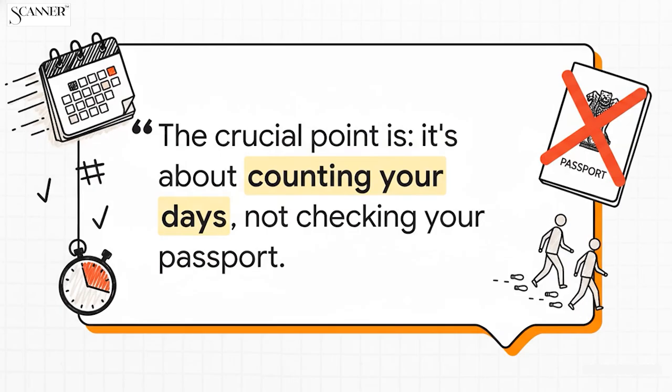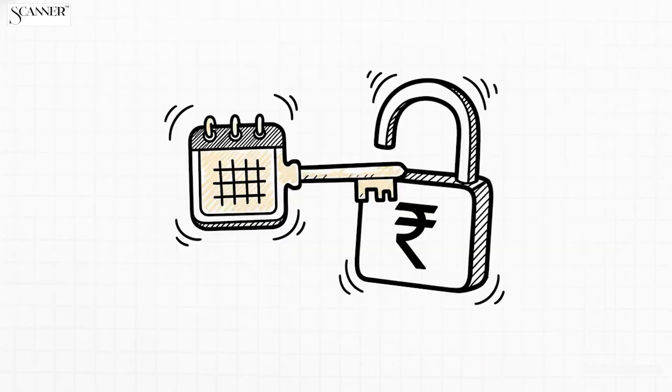So look, if you take away just one thing from all of this, let it be this. When we're talking about Indian income tax, where your feet are is more important than where your passport is from. It's a system based on physical presence, plain and simple. At the end of the day, your calendar is the key. It's what unlocks your tax obligations in India. Every single day you spend here gets counted, and that final count is what determines which rules apply to you and just how much of your income is on the table for Indian tax.